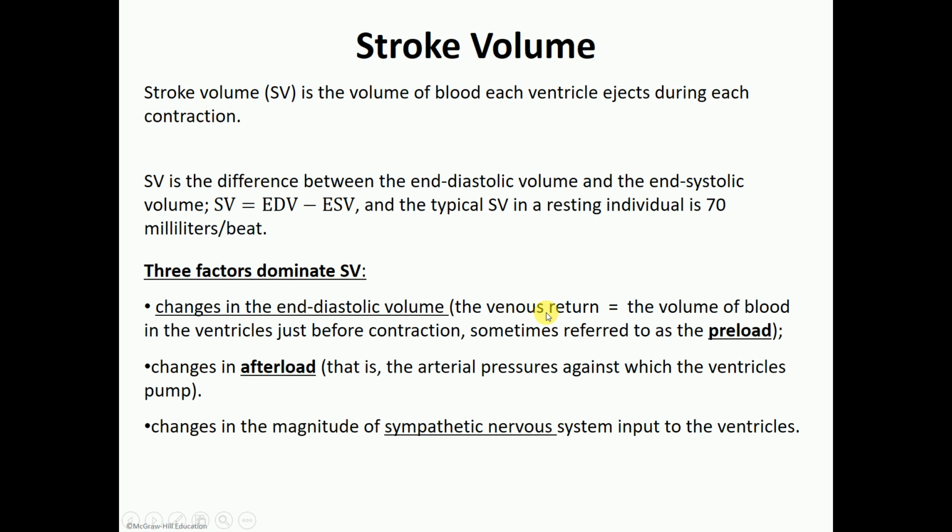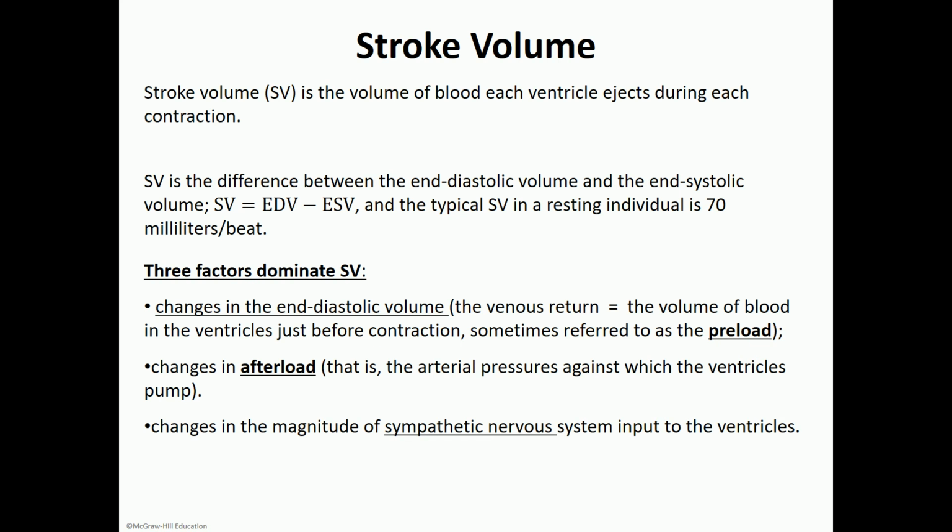So again, if you get more venous return to the right atrium, that means you'll eventually fill up the right ventricle with more blood, and that increases the end-diastolic volume. That is known as an increase in the preload of the heart. So you have increased the venous return, increasing its preload.